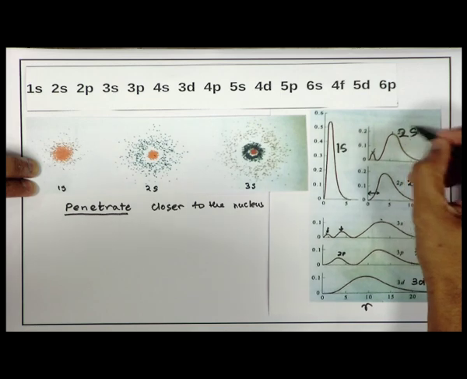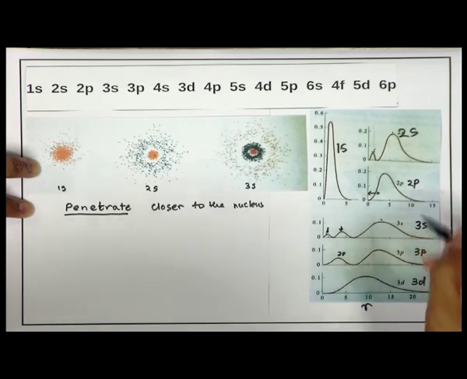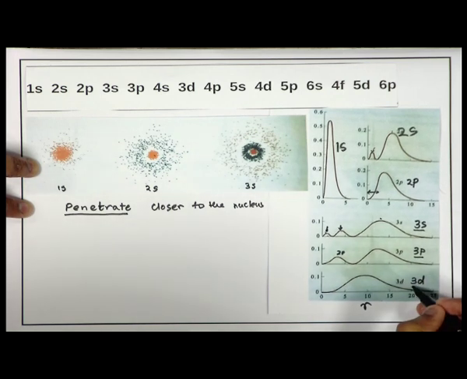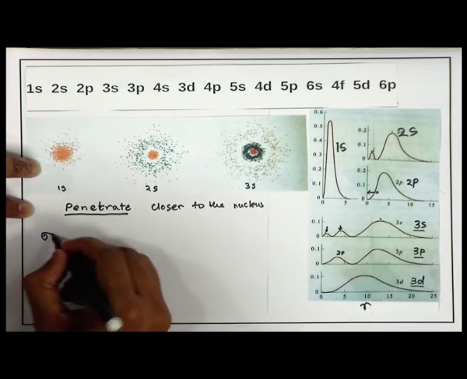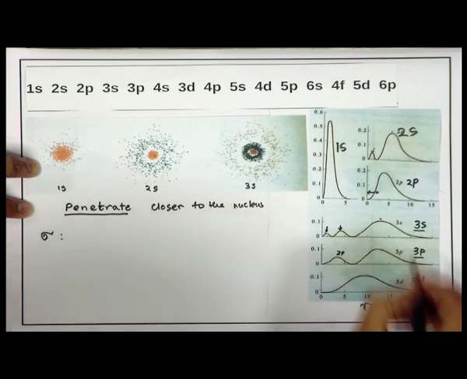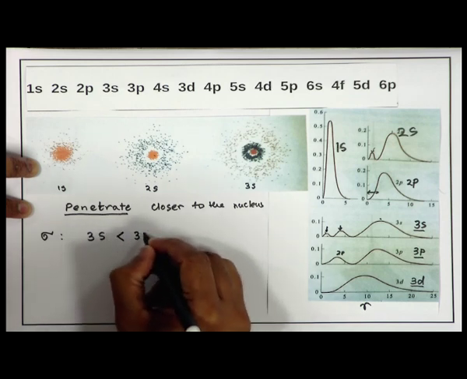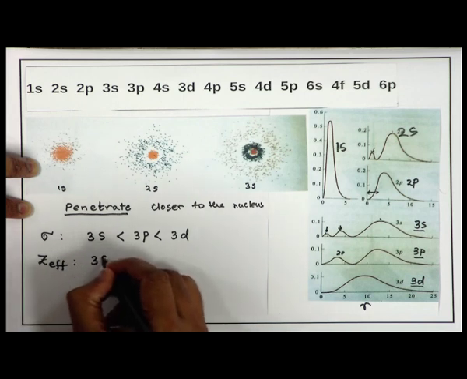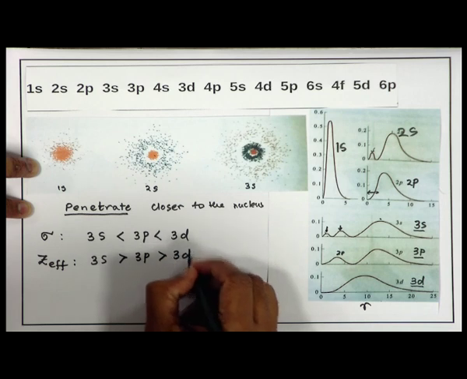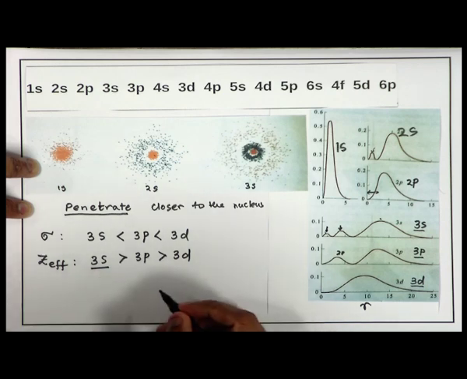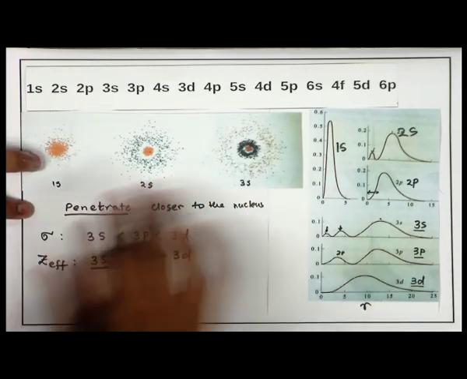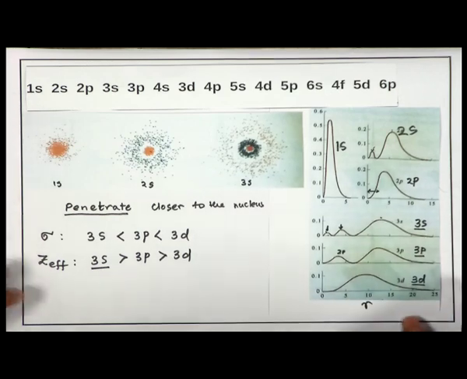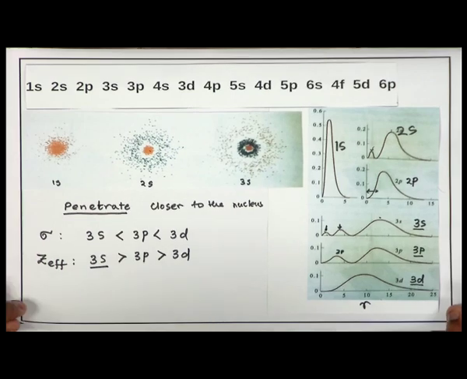Therefore, the electron in the 2s orbital will be much more stable than in 2p, and the same reason applies for the 3s orbital electron, which can go closer to the nucleus, has less energy compared to 3p, and the 3d electron has even higher energy. So, if I compare the screening constant for 3s, 3p and 3d, I can write this. And if I compare the Z effective, I will say, the larger the Z effective, the more stable the electron is. So, this gave us an idea about why we see the trend that we see in the energy ordering of the orbitals.